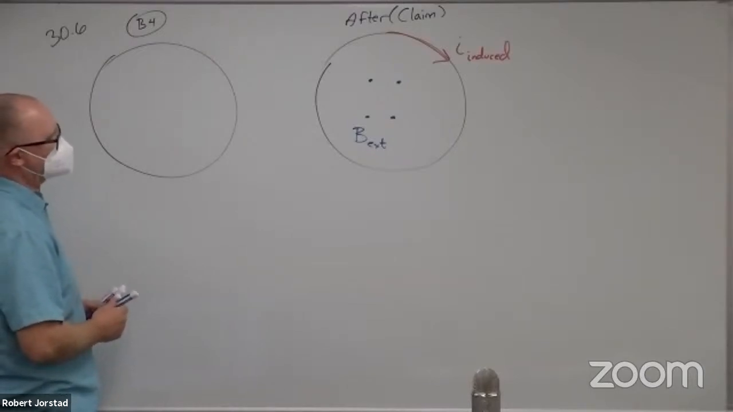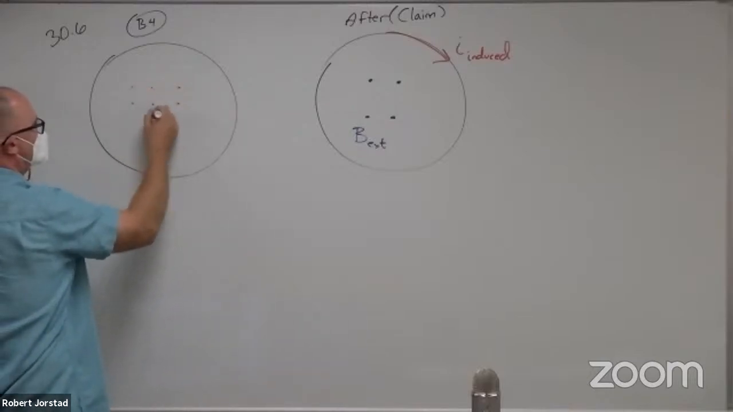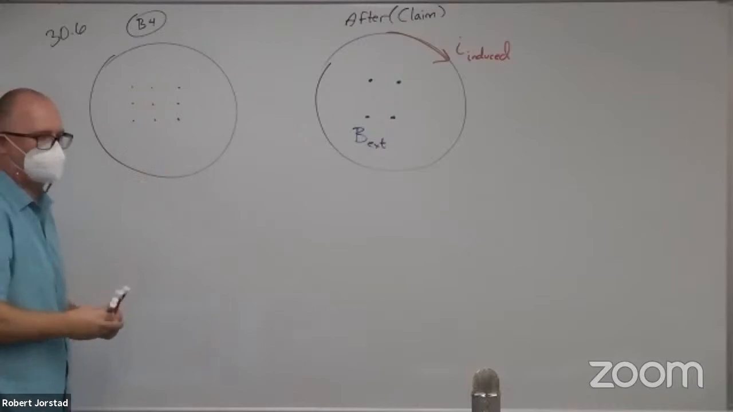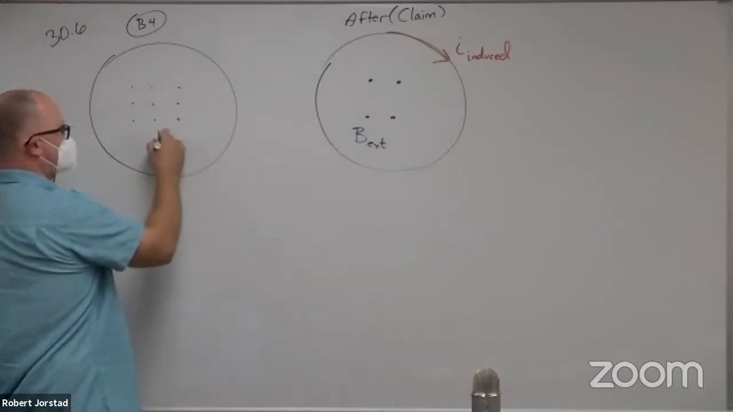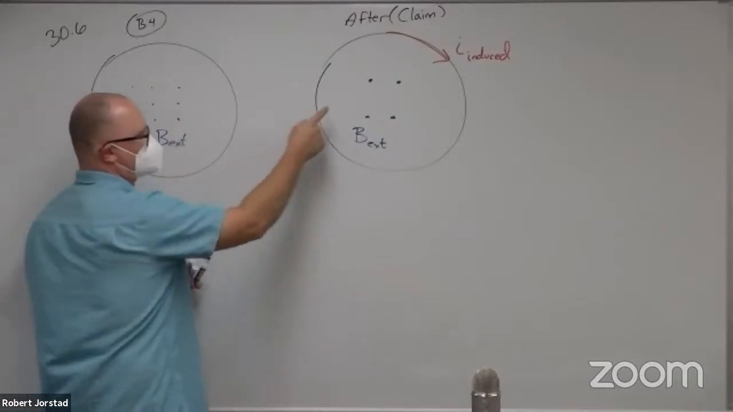8 total dots? Okay, let's see. How about I say 9, just because I have 9, all right? So what you're saying is, if we start with B external being large out of the page, then we come down to this.